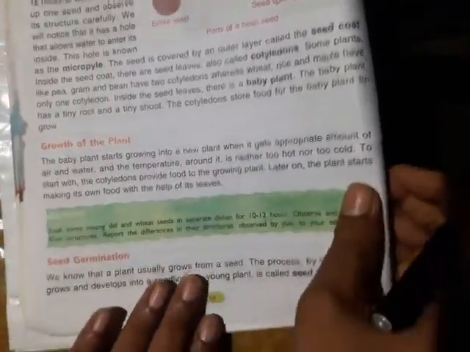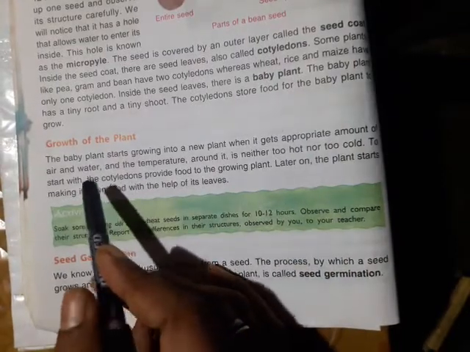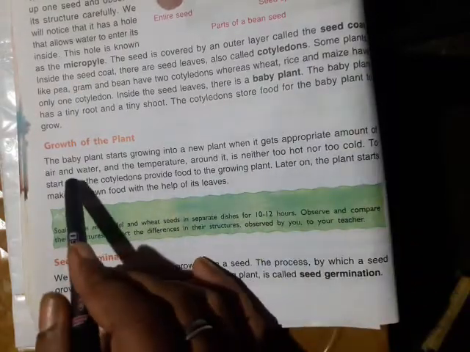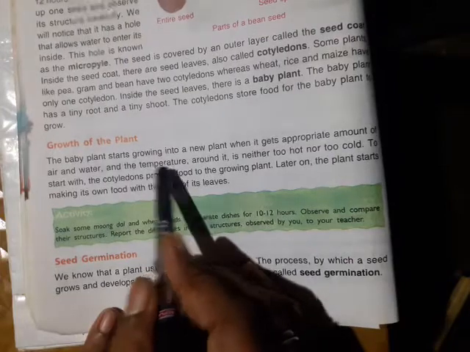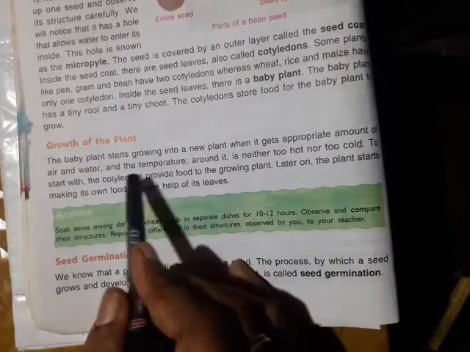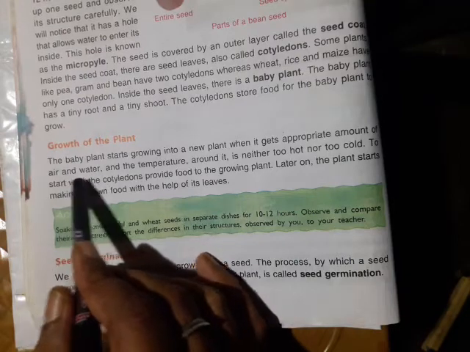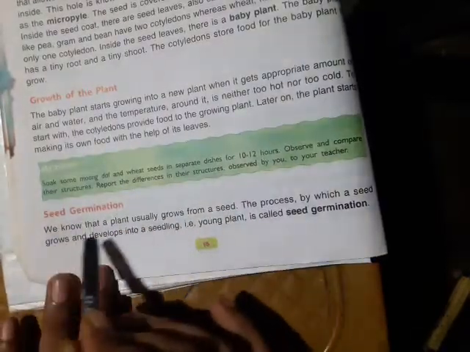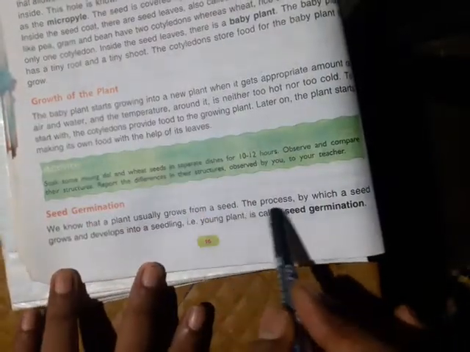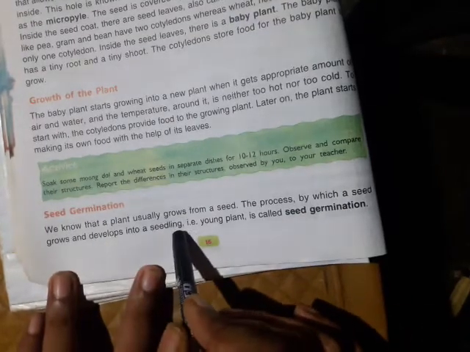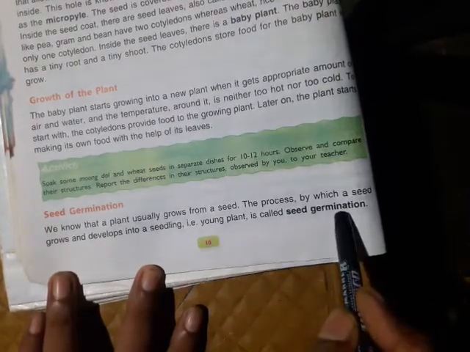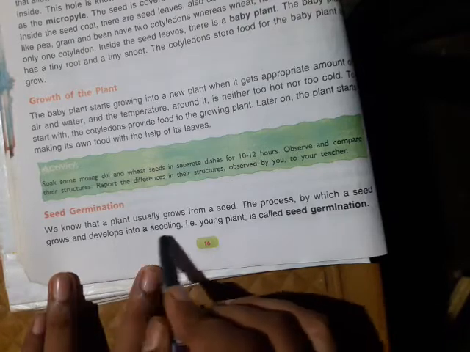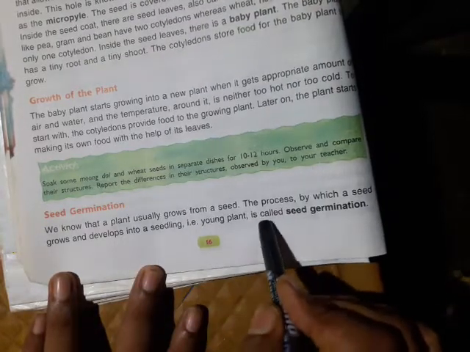Okay. Growth of the plant. You know this thing. The baby plant starts growing into a new plant when it gets an appropriate amount of air, water and the temperature. Try to understand. These three things are essential for the survival of plant. Here next thing, seed germination. We know that a plant usually grows from a seed. The process by which a seed grows and develops into a seedling, that is a young plant, is called seed germination.